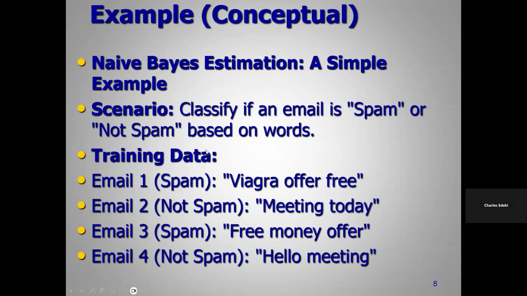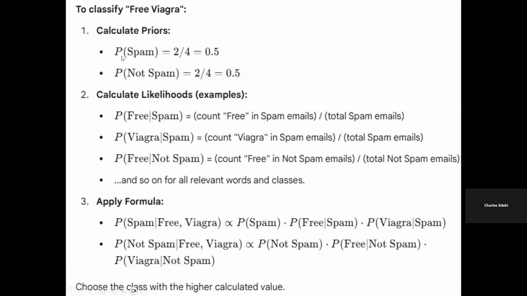First, of course, we are going to find the probability of spam. The total was 4, and we get 2. The probability of not spam is the same thing based on the training data, 2 by 4.